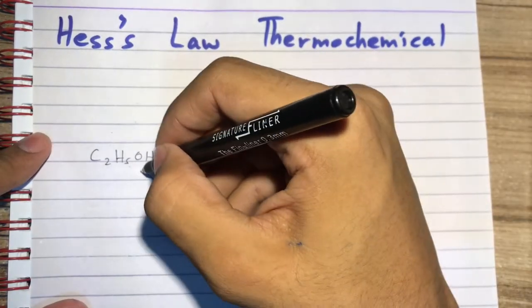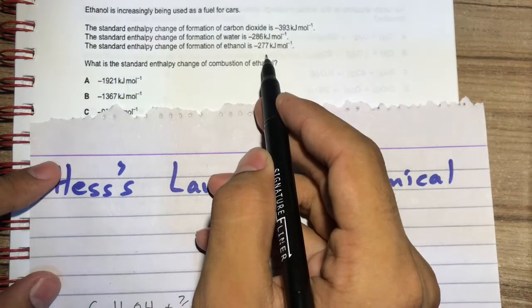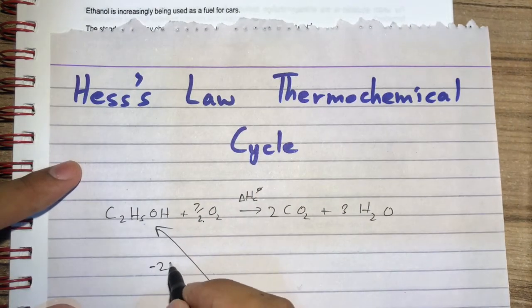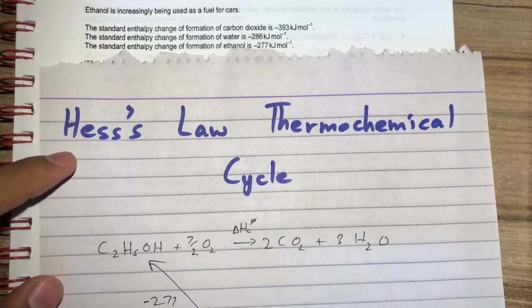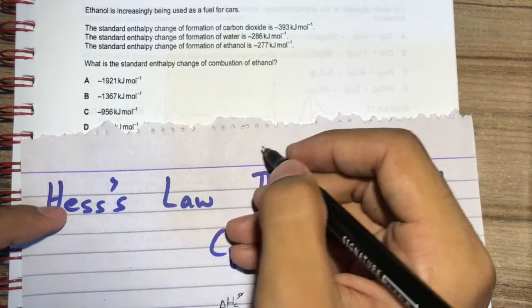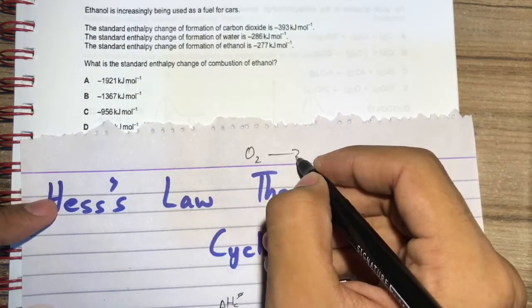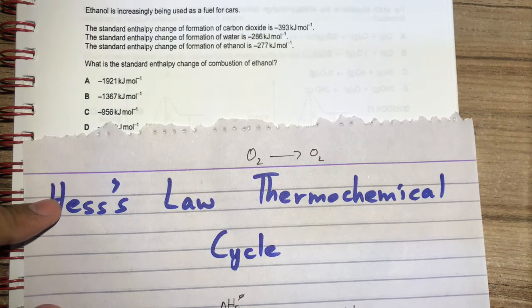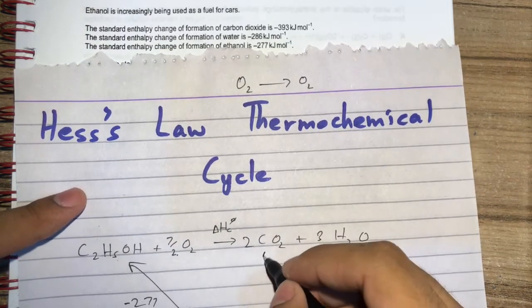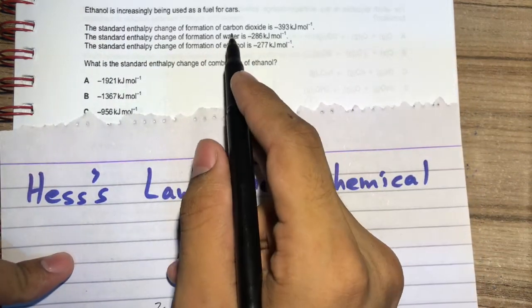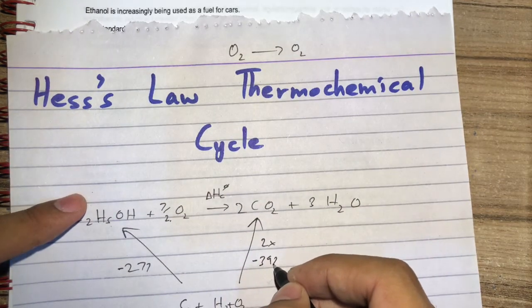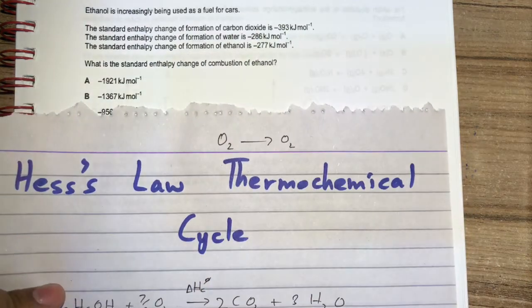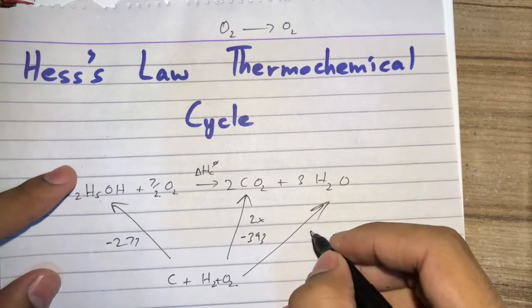Then for ethanol, the value was negative 277. For oxygen, obviously there is no formation, it is an element. For all elements, the standard enthalpy change of formation is 0, because for an element being formed from an element, obviously there won't be any enthalpy change. Then for carbon dioxide, it will be negative 393 times 2. And for water, negative 286 times 3.